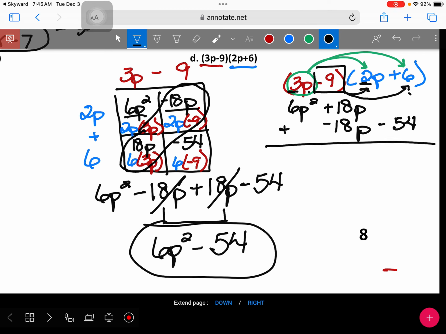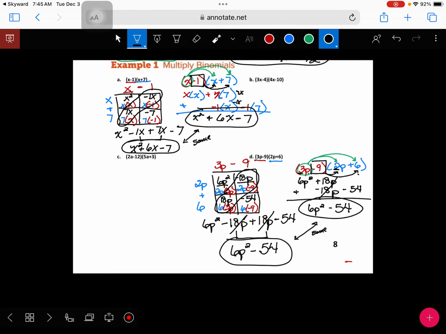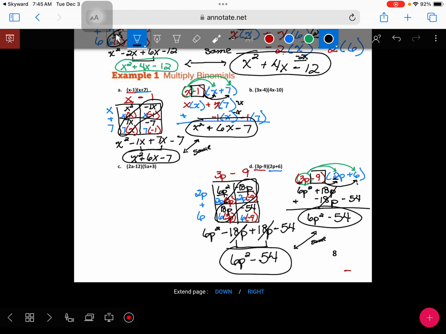Add those two together, 6p squared, 18p and -18p, those are going to cancel out, and you're left with minus 54. Again, same answer as here. One using the box method, one using double distributive. Any questions about box method or double distributive? Now that you've had more examples, how many of you think you like the box method best? Okay, how many think they like double distributive?